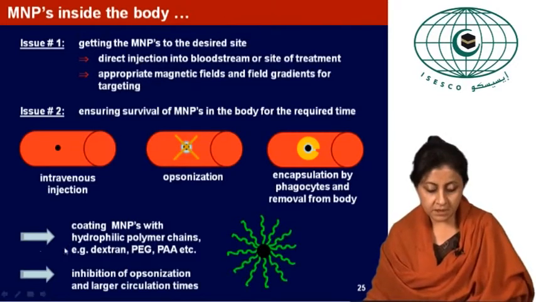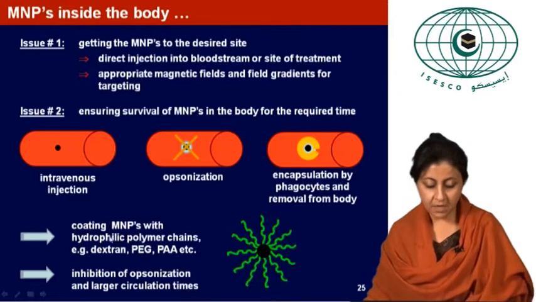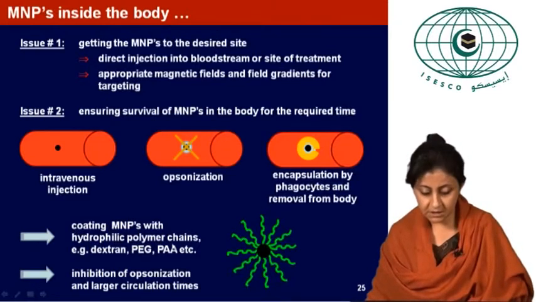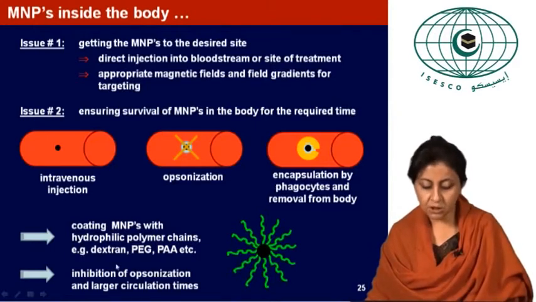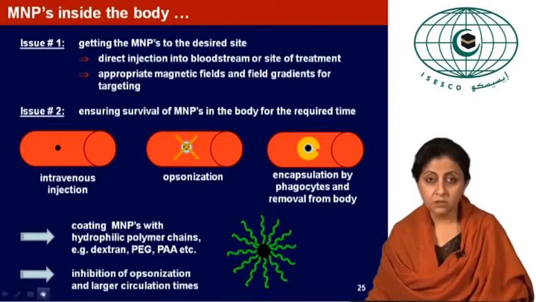So what one needs to do to use magnetic nanoparticles for biomedical application is to inhibit the process of opsonization, because that is what makes the nanoparticle visible to the phagocytes. So what one does there is you coat magnetic nanoparticles with hydrophilic polymer chains, which will prevent the opsonization process, such as dextran, polyethylene glycol, polyacrylic acid, etc. And this inhibits the opsonization and ensures larger circulation times.